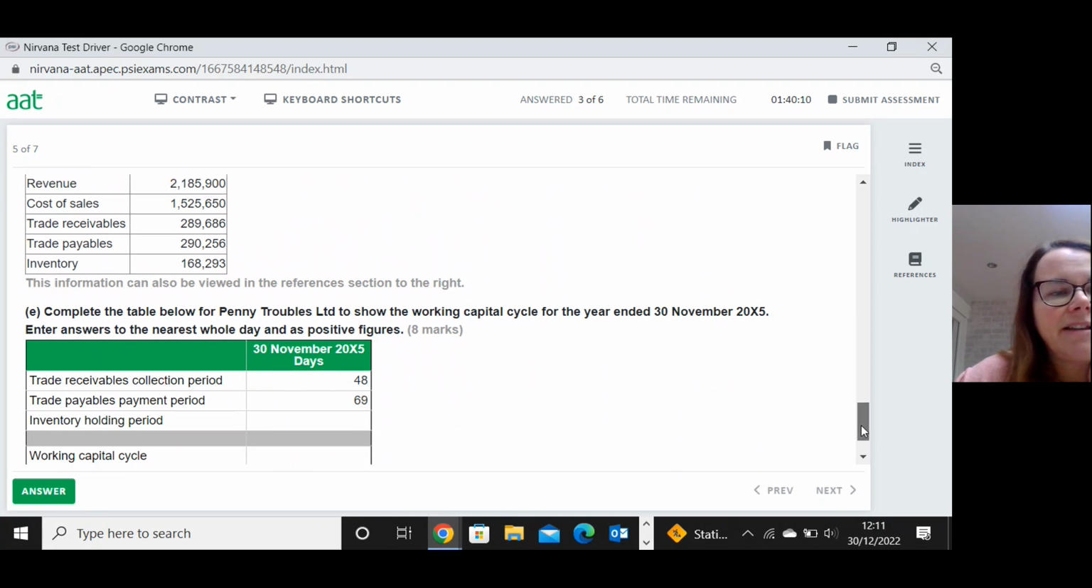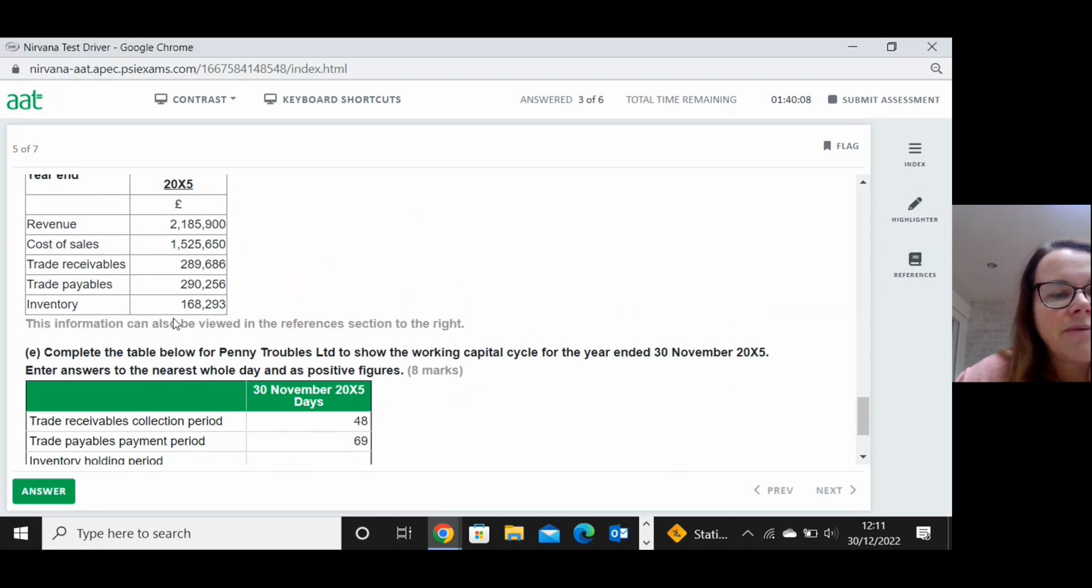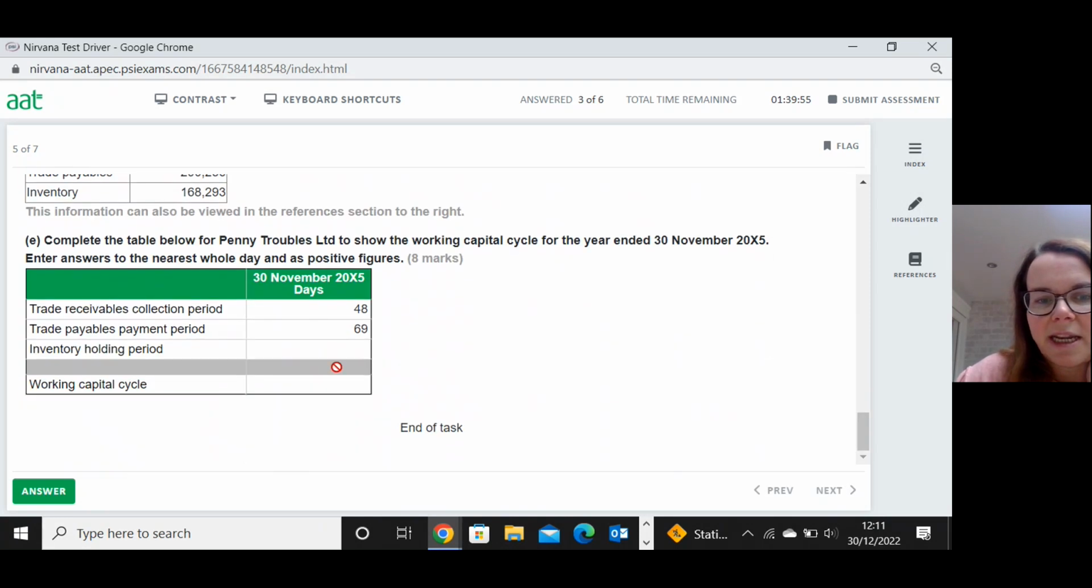Inventory holding period, same idea. So start with inventory because it's the inventory holding period. Inventory is about the buying in of stock. So divide by the cost of sales and then times by 365, which gives me 40.